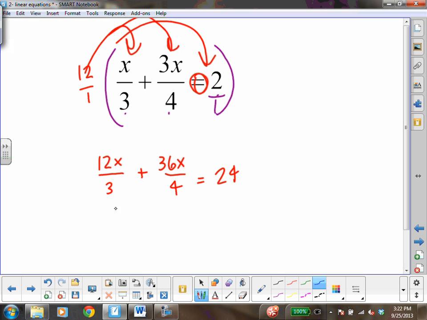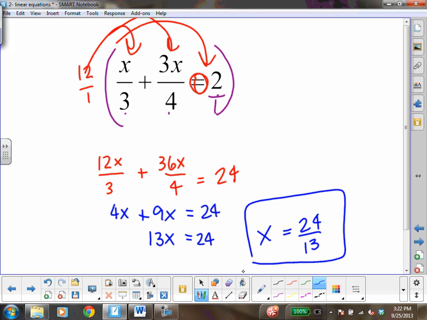12 divided by 3 is 4. 36 divided by 4 is 9. Equals 24. And 9 plus 4 is 13. Combine the like terms. Divide both sides by 13. So x has to equal 24/13.